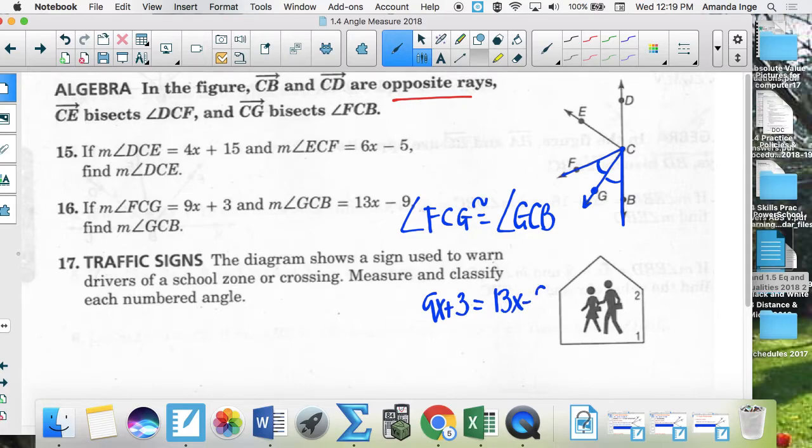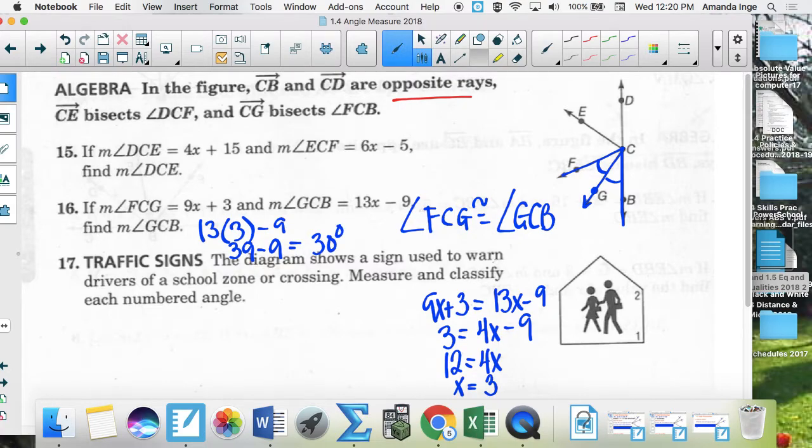And how much is GCB? 13x minus 9. So subtract 9x, I get 4x. If I add, I get 12. So 4x is equal to 12, so x is 3. But they didn't ask you for that. What do they ask you for? GCB. So that's 13 times 3 minus 9. So we get 39 minus 9 is equal to 30 degrees.